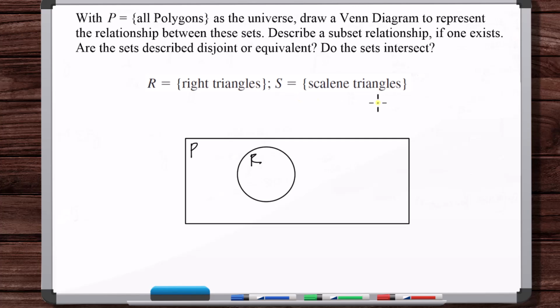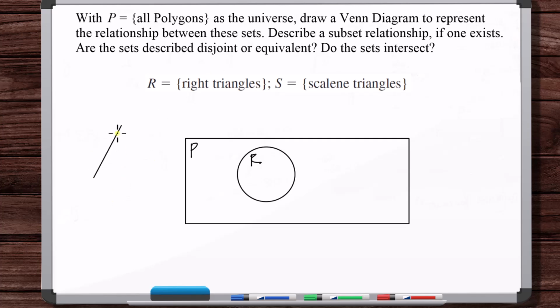This is interesting. We know that a scalene triangle is all about the side lengths of the triangle. If all three side lengths are not the same measure, then it's scalene. If two of the side lengths are the same measure, then it's isosceles. If all three are the same length, then it's equilateral. But a right triangle has nothing to do with side lengths. A right triangle is all about whether one of the angles of the triangle measures 90 degrees.